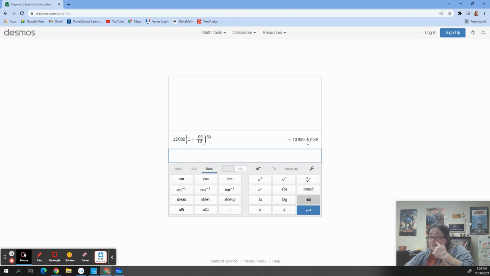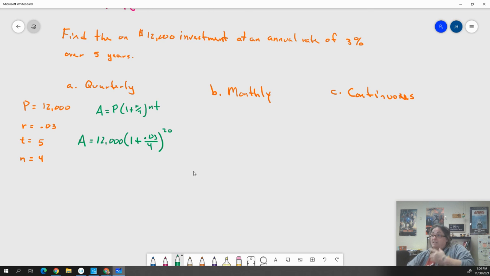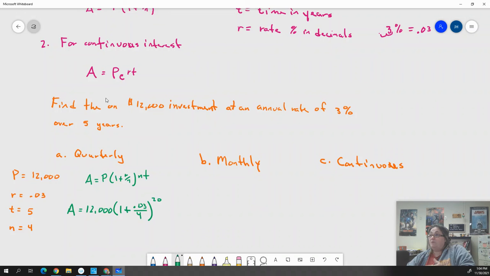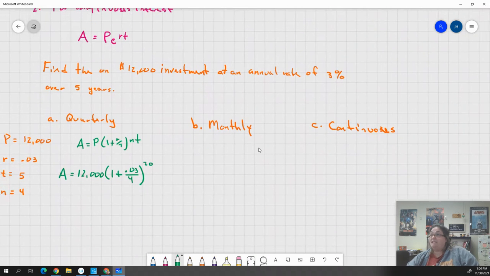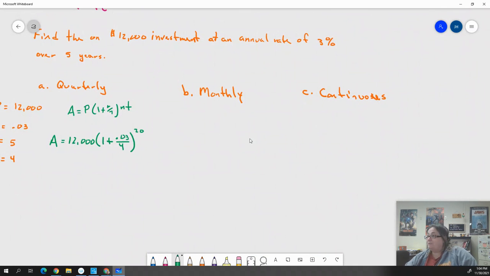What about continuous, though? Now, continuous, if we go back, we can see that continuous, we don't use this same formula, right? We have to use the A equals PERT. Our amount equals P e to the RT, right? So when we're looking at that, our principal is 12,000. And then we've got E. And our rate times time. So for us, that's going to be 0.03 times 5.